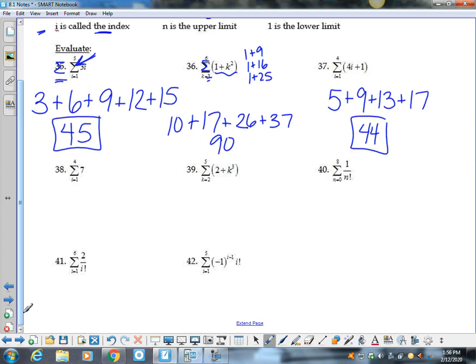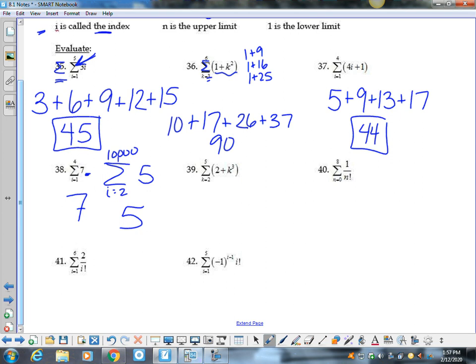Okay, 38. This is the sum from 1 to 4 of 7. Like, that's it, just 7. I have nothing to plug a 1, a 2, a 3, or a 4 into. So it's just a 7. So the sum from I don't care to wherever you want to go of a constant is just that constant. So if I did the sum from I equals 2 to 10,000 of 5, the answer is 5. Okay, so anytime there's a constant.